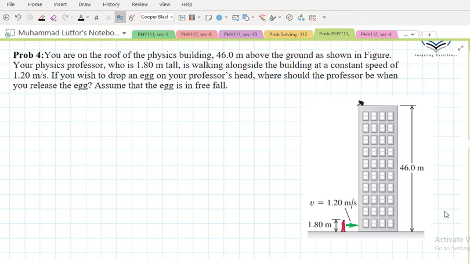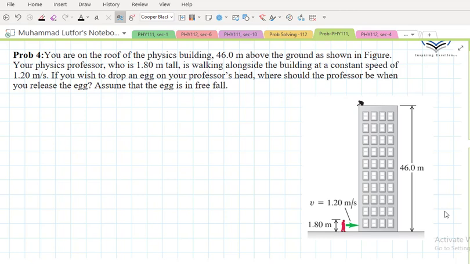In this problem, we are going to be dealing with a case. Suppose you are on the roof of a physics building. The building is 46 meters high from the ground, as shown in the figure. Your physics professor, who is 1.8 meters tall, is walking alongside the building at a constant speed of 1.2 meters per second.